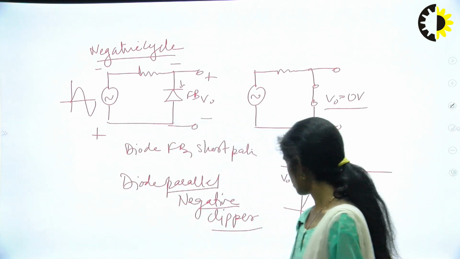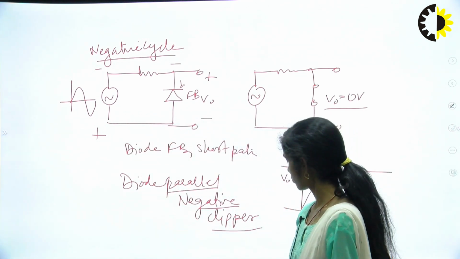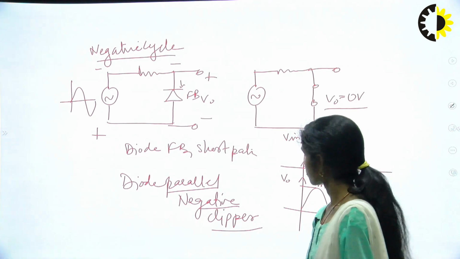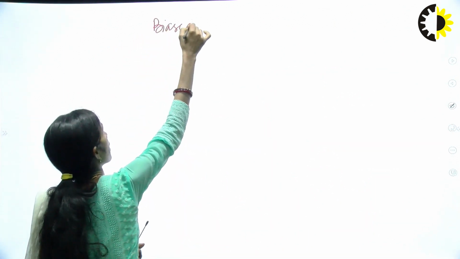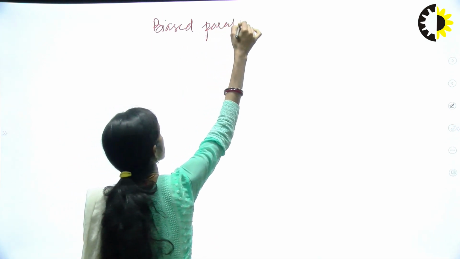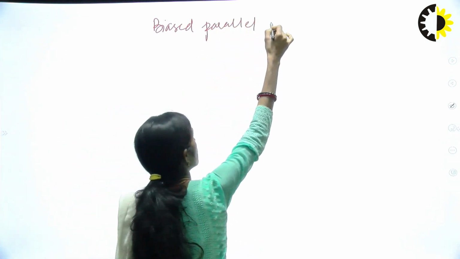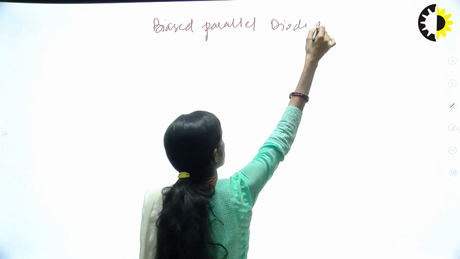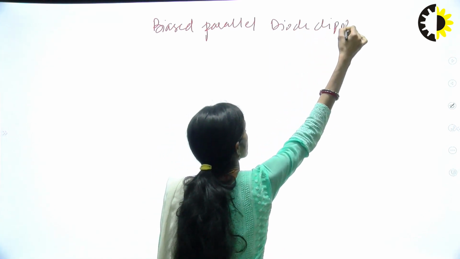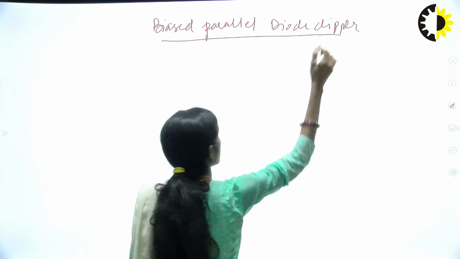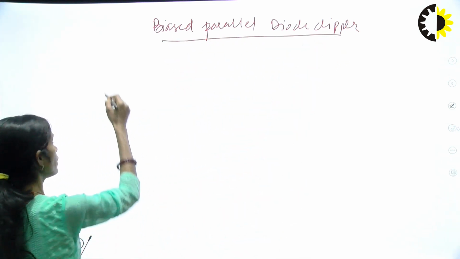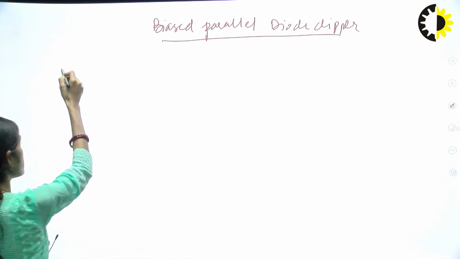If we talk about the biased parallel clipper, in this we'll again insert one battery along with the diode. For the biased parallel clipper, we have different configurations. First we'll discuss the very basic configuration.